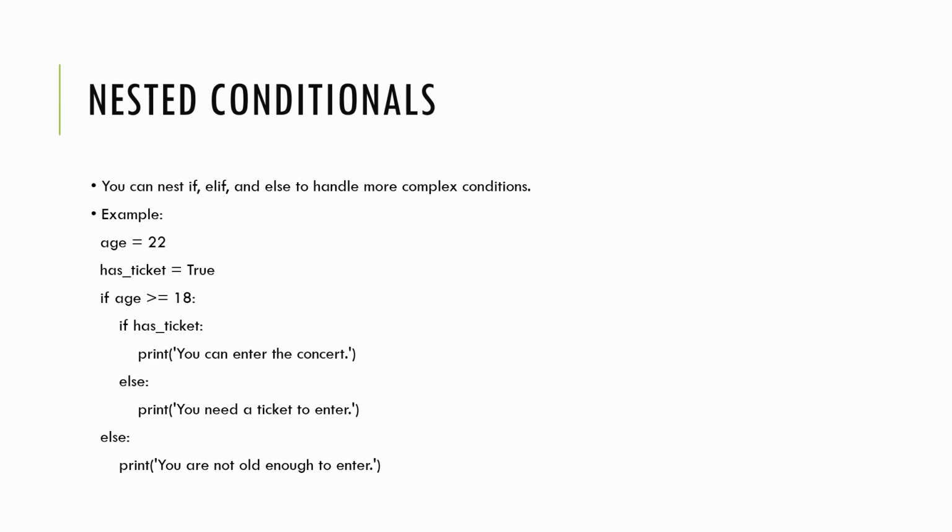Sometimes you may need to make decisions within decisions. This is called nesting conditionals. In a nested if statement, you place one if statement inside another. For example, if someone is old enough to enter an event, you can further check if they have a ticket. If they do, they can enter. Otherwise, they are told they need a ticket.